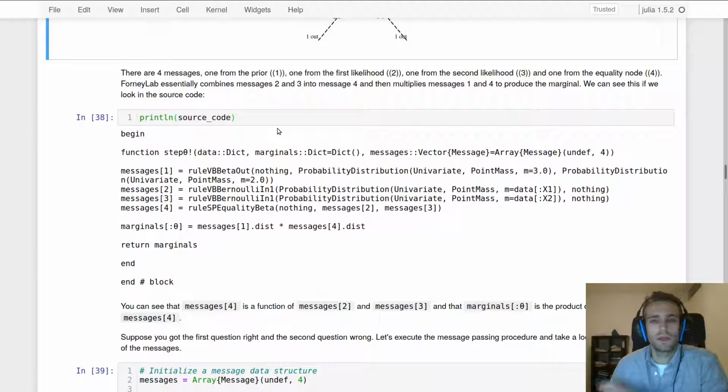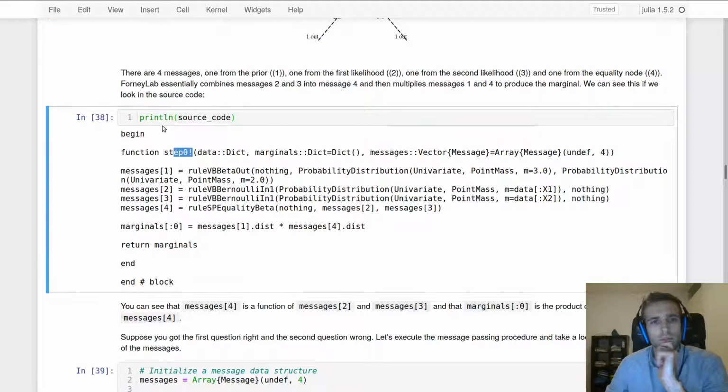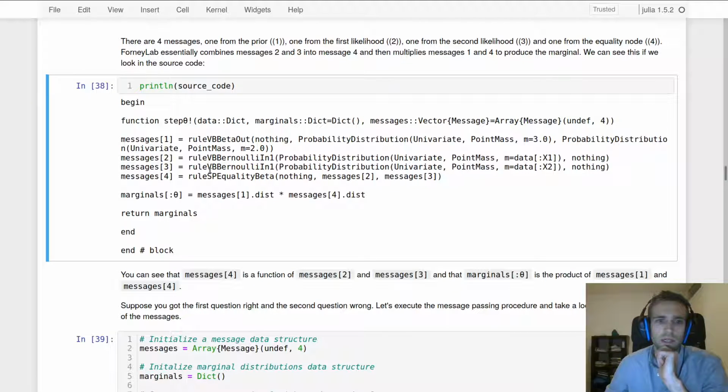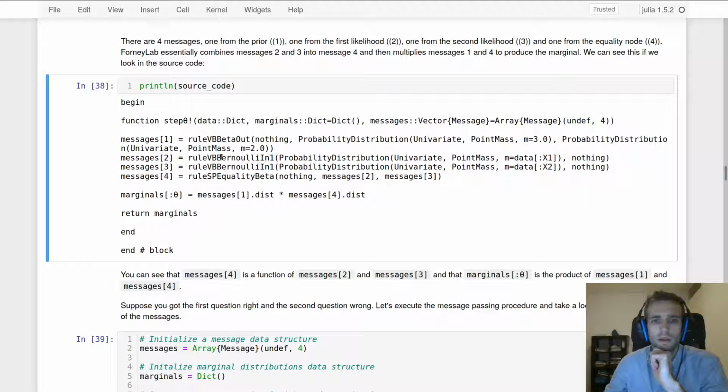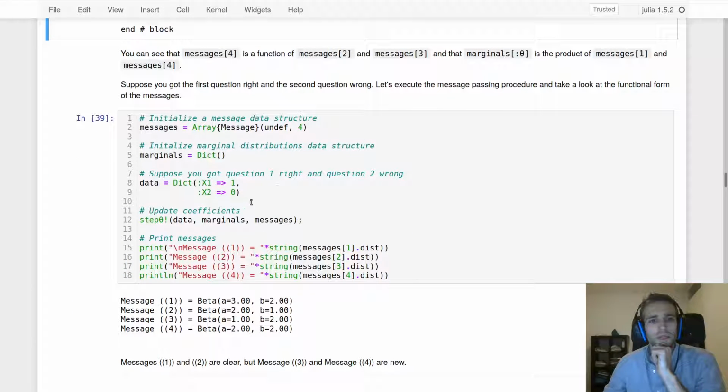And you can actually inspect the source code that is generated by ForneyLab. So you just print the source code. It has this step theta function that you already saw, and now you can see that there are 4 message computations, message 1 to 4, and there's 1 marginal for theta. You can see that message 2 comes from a Bernoulli node, message 3 comes from a Bernoulli node, and that message 4 is dependent on messages 2 and 3, and also that the marginal is the product of messages 1 and 4.